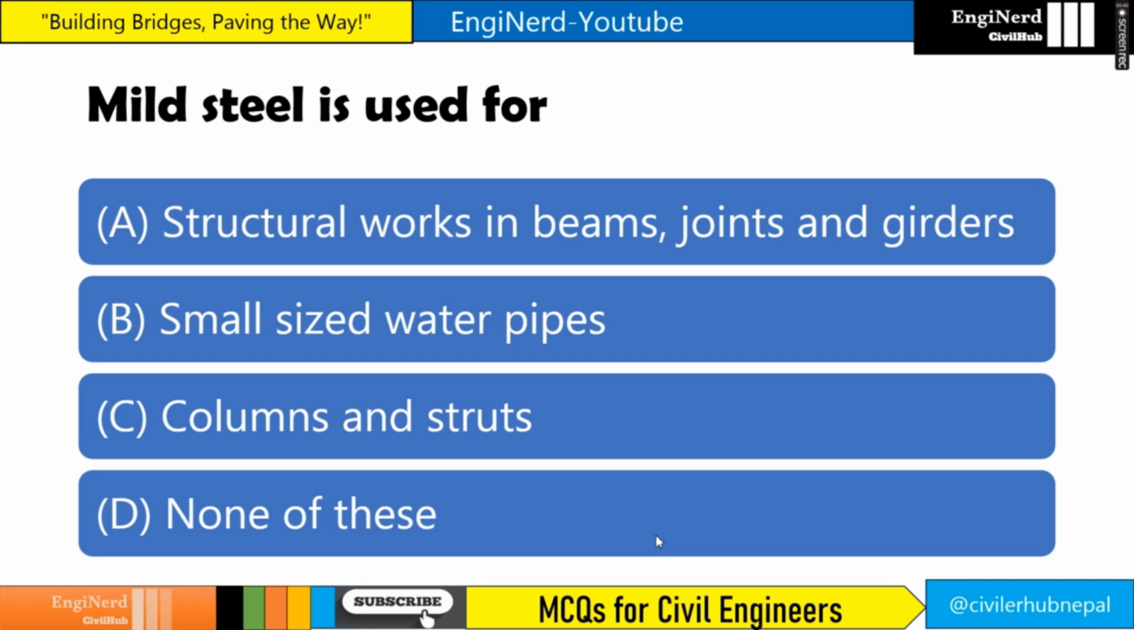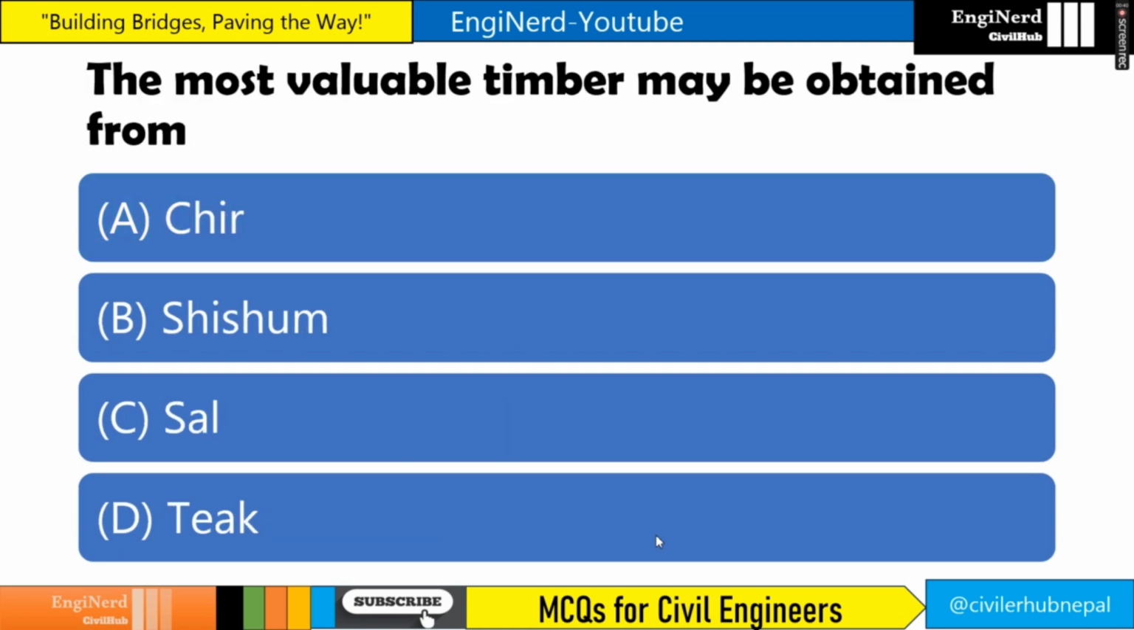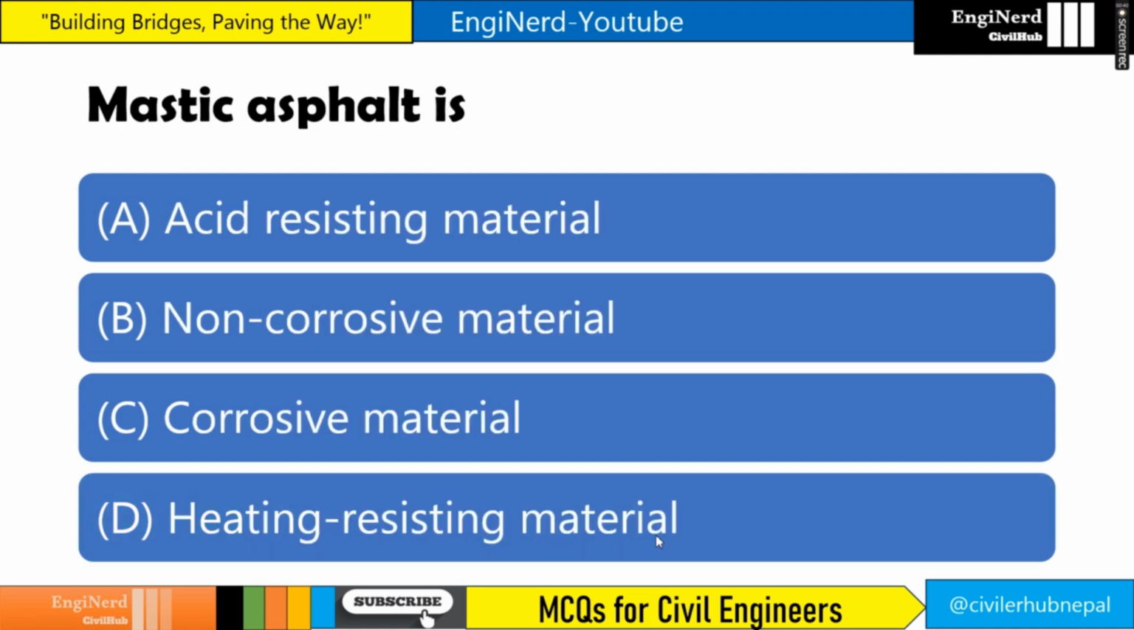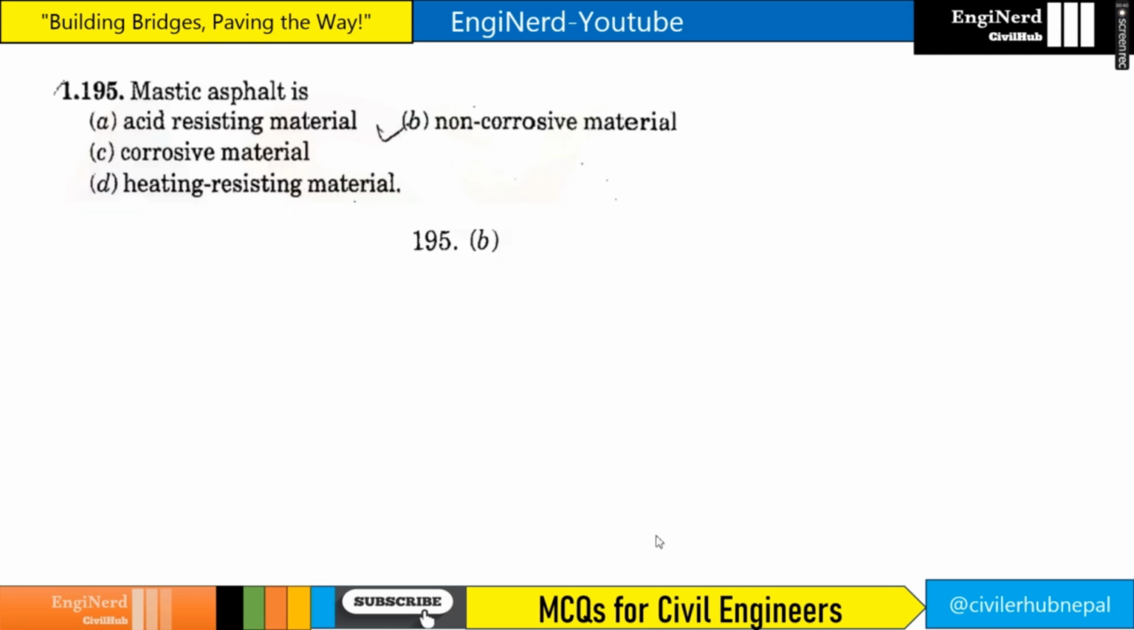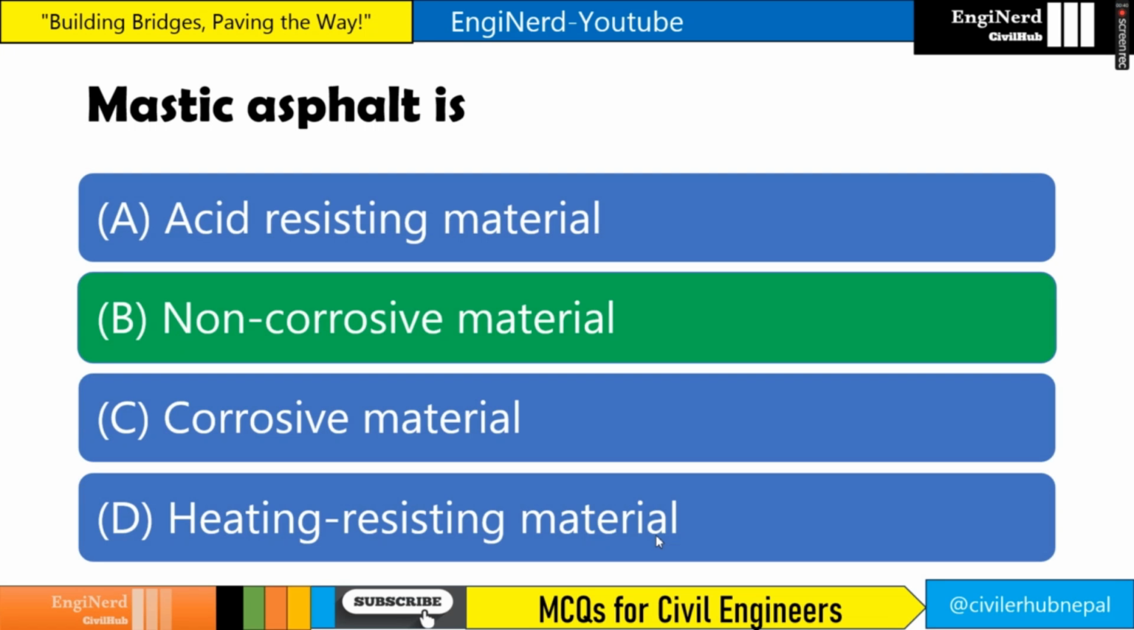And for option B, it is wrought iron. And for option C, columns and studs are cast iron because it has high compressive strength, right? The answer is A. The most valuable timber may be obtained from what? Teak, right? Mastic asphalt is acid resisting material, non-corrosive material, corrosive material, and heat resisting material. So this is from the book of Ogre, and the answer is given as non-corrosive material.